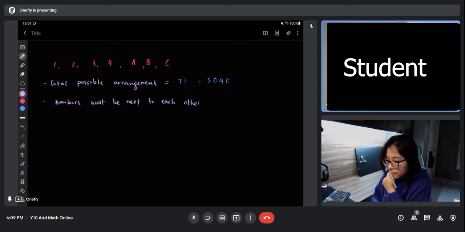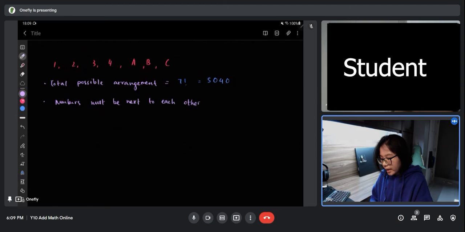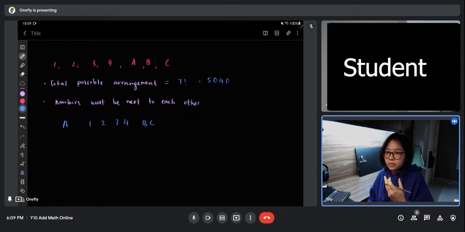Okay, so what we can do here is, let's say an example of a possible arrangement: 1, 2, 3, 4 all the numbers together, and then A, B, C. If you look at it, you can visualize the arrangement as one item here, and 2 more items at the back. So in total there are 4 items that you can rearrange. No matter how you arrange these 4 items, the numbers will stay together as one group. So it's 4 factorial here. But we're not done yet.